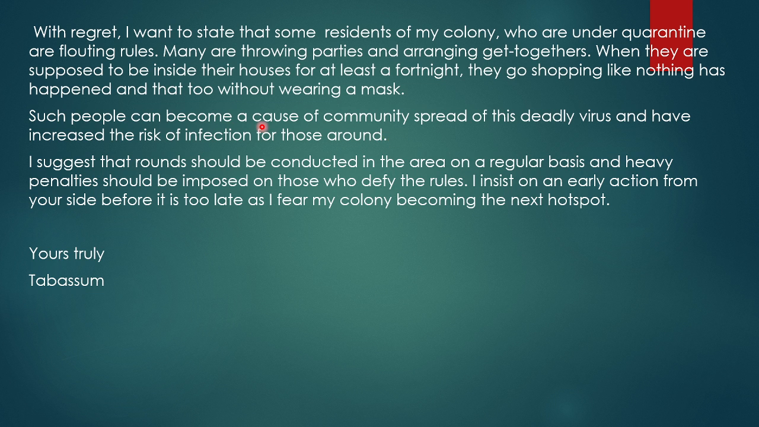So this can result in community spread. This is one risk, and there's another risk that it can cause infection to the people who are living around, that means in the colony.